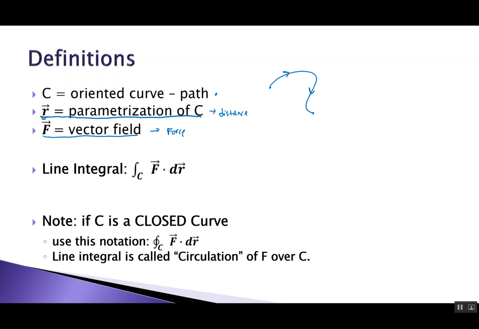And then the line integral is the integral along the path of the dot product of the force with the derivative of the path, the differential of the path. Okay. Now, sometimes the path is a closed curve. Here's what a closed curve is: it moves around, can be really complicated or very simple, and it ends where it starts. Ends and starts at the same place.